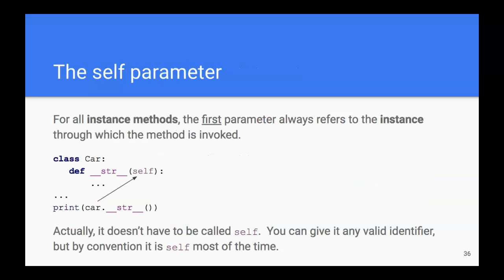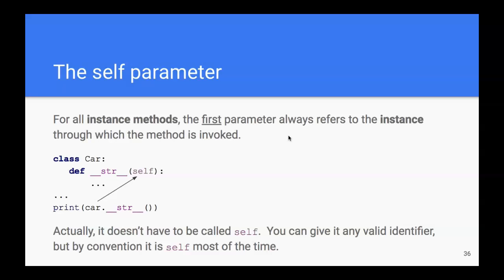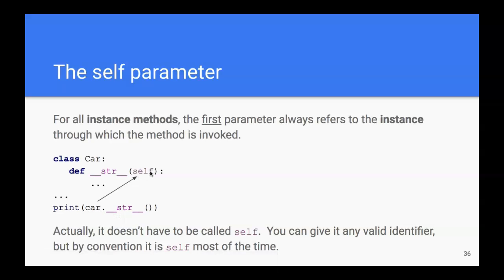Some words about the self parameter. I know I said this many times, but it's very important, which is why I think it's worth repeating: in all instance methods, the first parameter always refers to the instance through which the method is invoked. So again, in this case, this is the instance on which we invoked dunder string, and that instance is assigned to the first parameter of dunder string.